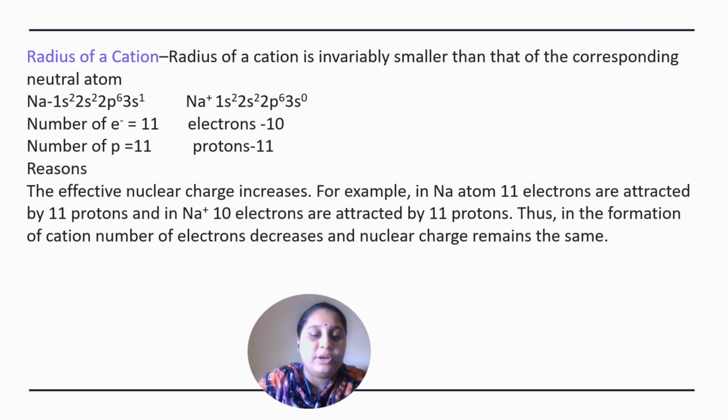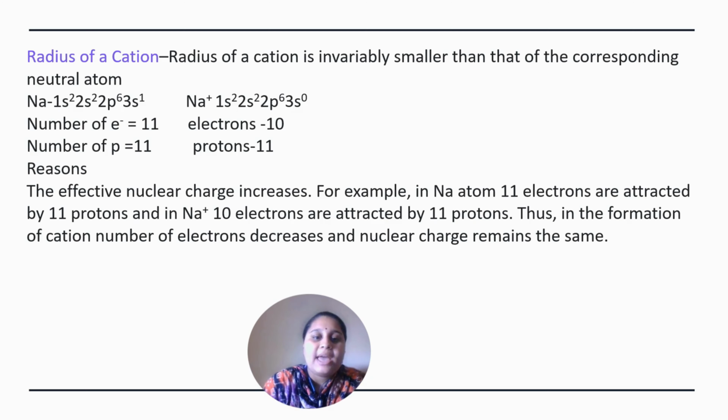Radius of cation. The radius of the cation is comparably smaller than that of the neutral atom. Sodium is 1s2, 2s2, 2p6, 3s1. Sodium plus, with one electron lost, is 1s2, 2s2, 2p6 and 3s0. So here the number of electrons is 11, and here the number of electrons is 10. The number of protons is 11, and here the number of protons is 11.